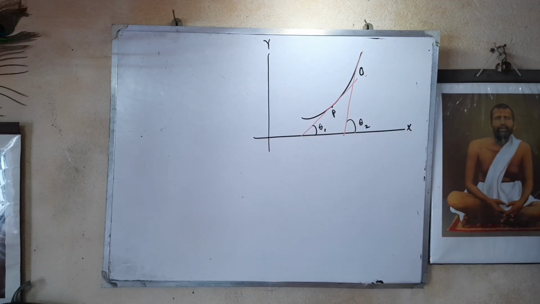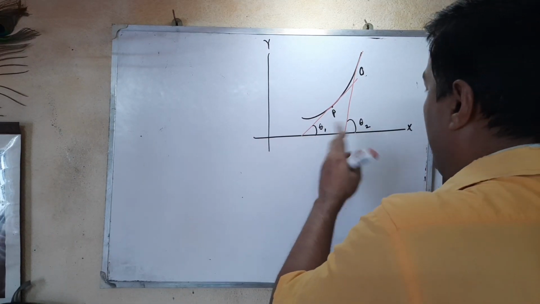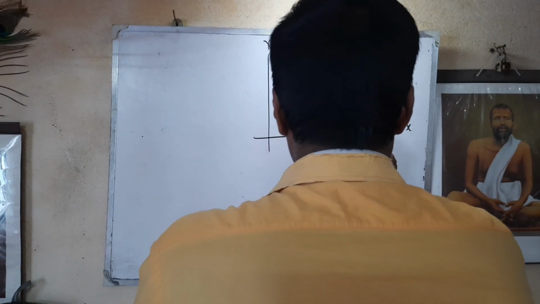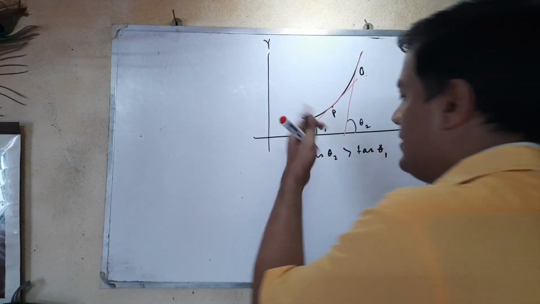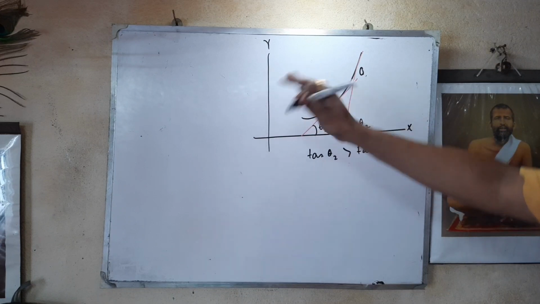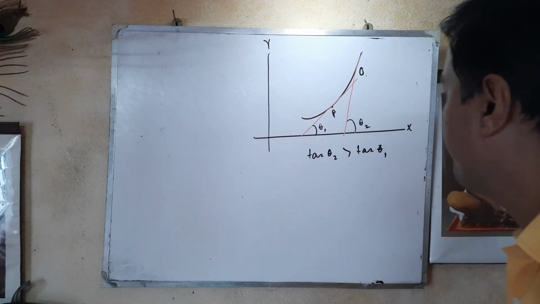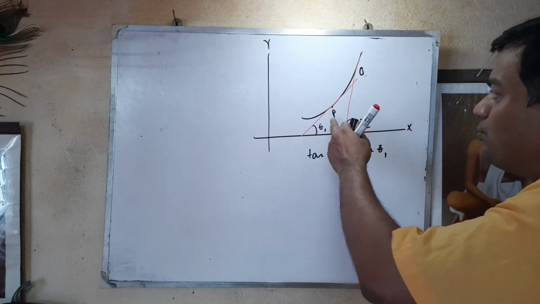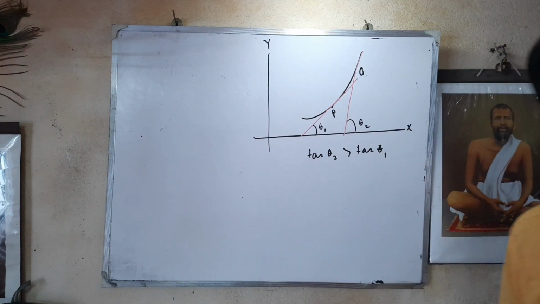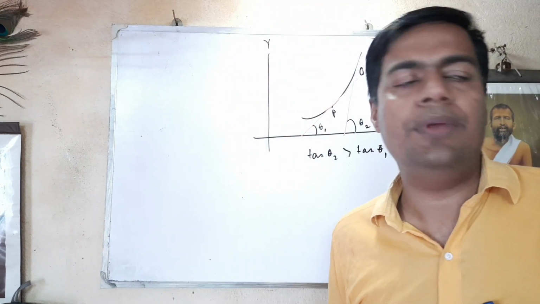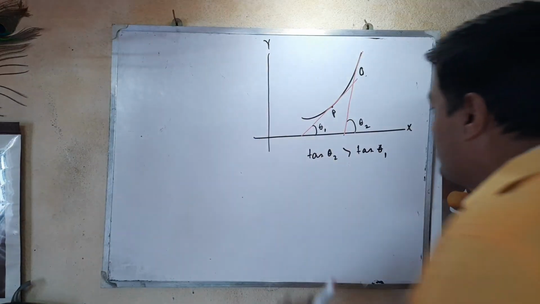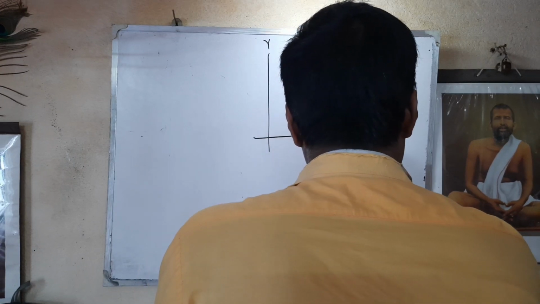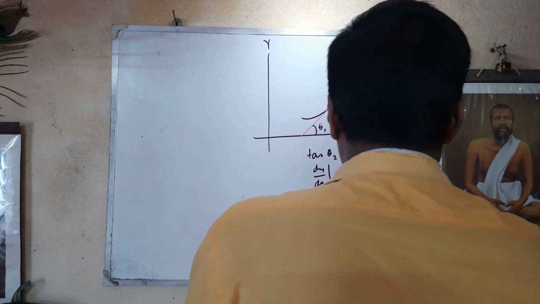It is very clear from the figure that tan theta 2 is again greater than tan theta 1. It was similar to our previous curve I just discussed a minute ago. Tan theta 2 is greater than tan theta 1. So as we approach from P to Q, again the slope is increasing. So dy/dx at Q is greater than dy/dx at point P.